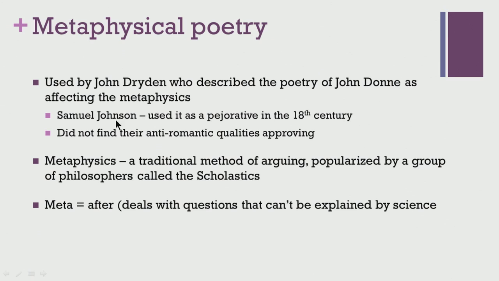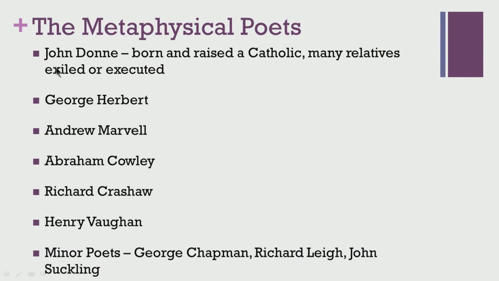And Samuel Johnson, at a later point, used it in a not so commendable sense. He used it as a pejorative in the 18th century because he did not find their anti-romantic qualities quite approving. However, later on with the modernist arrival and with T.S. Eliot, we find metaphysical poetry getting a revival, and there is a renewed interest in studying metaphysical poetry at a later point as well. But coming to the details of it, who were the metaphysical poets? There was John Donne, George Herbert, Andrew Marvell, Abraham Cowley, Richard Crashaw, Henry Vaughan, and a few minor poets like George Chapman, Richard Lay and John Suckling.